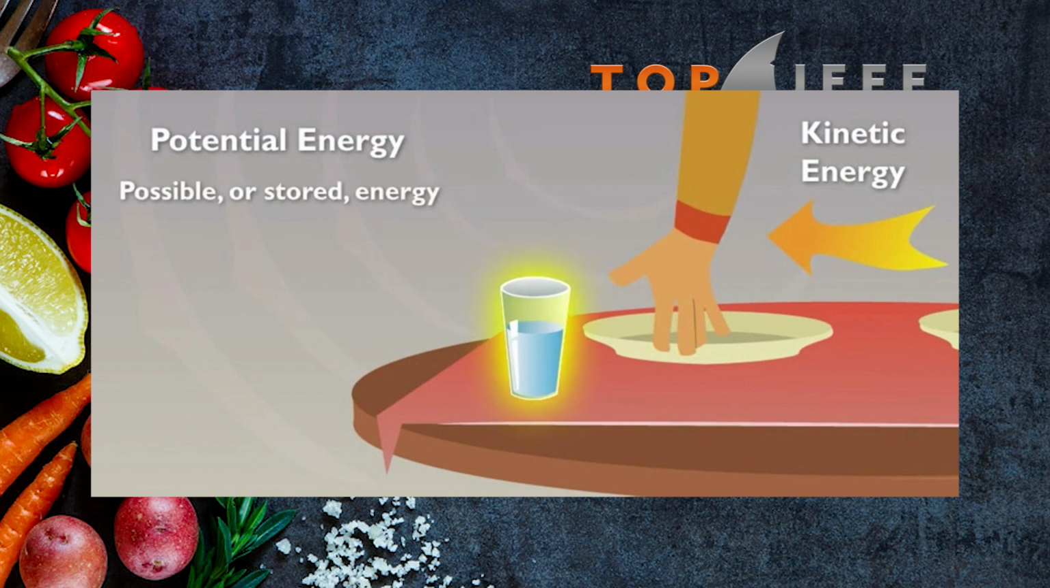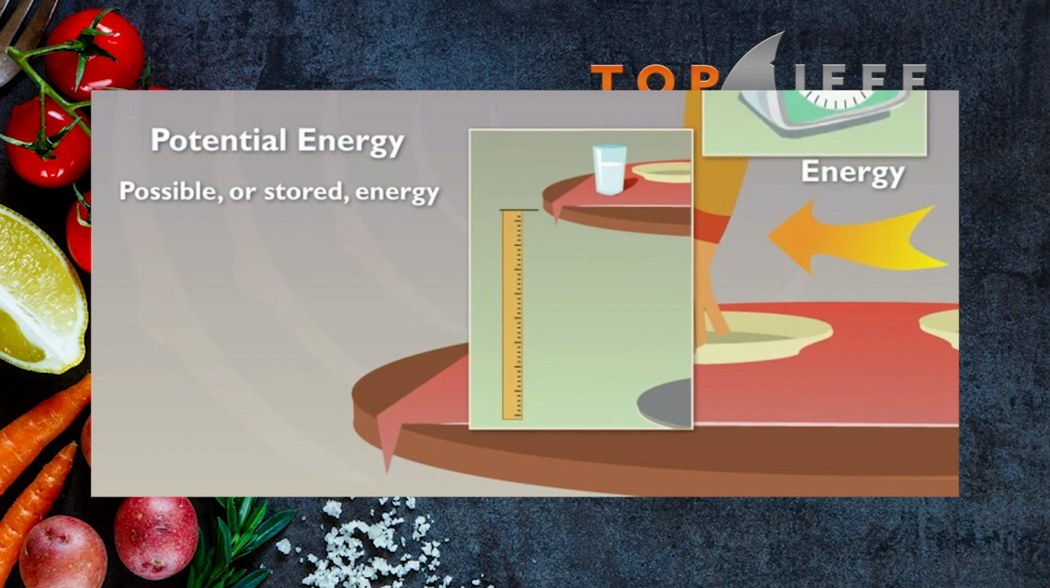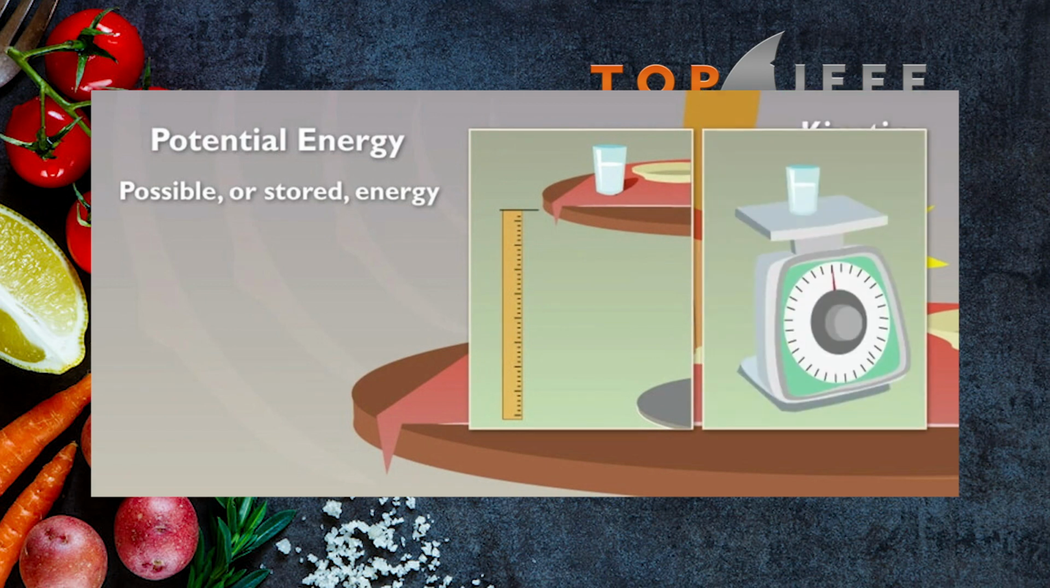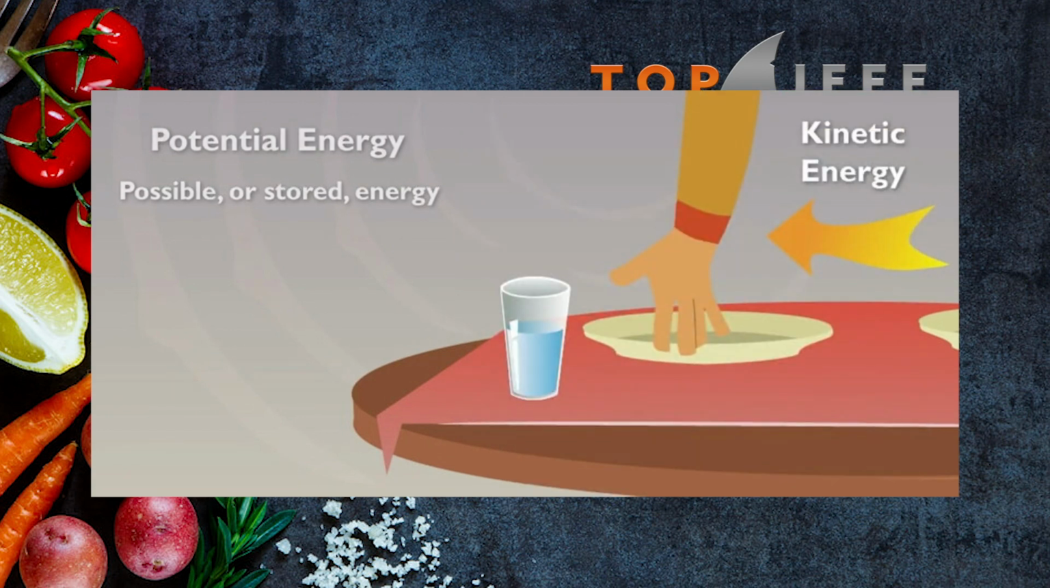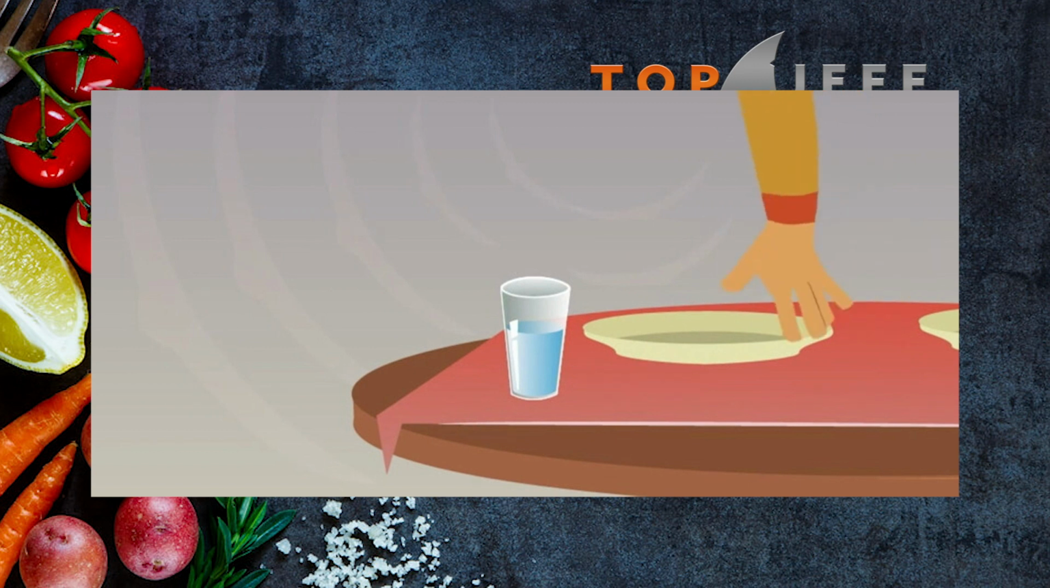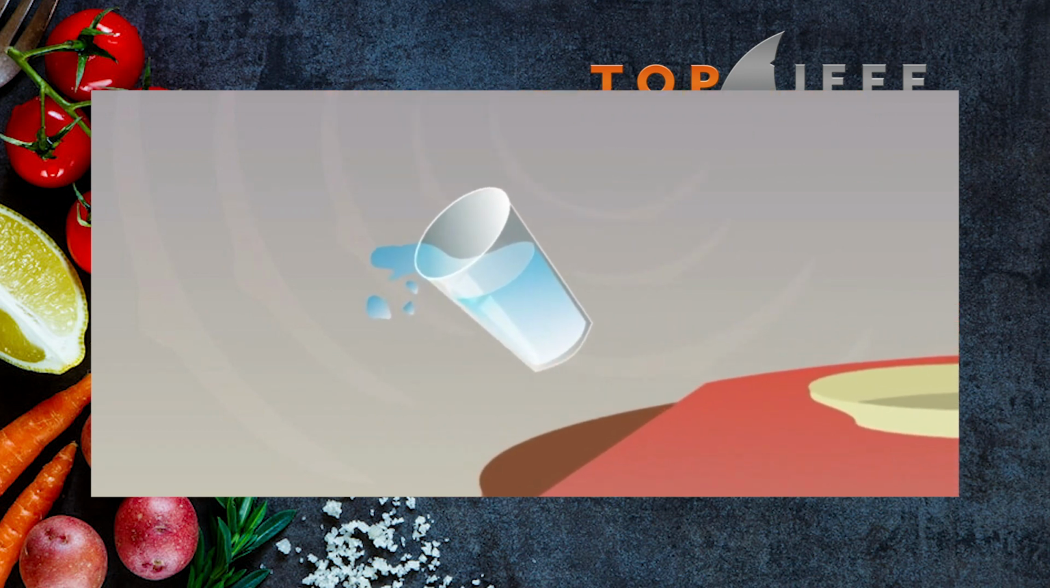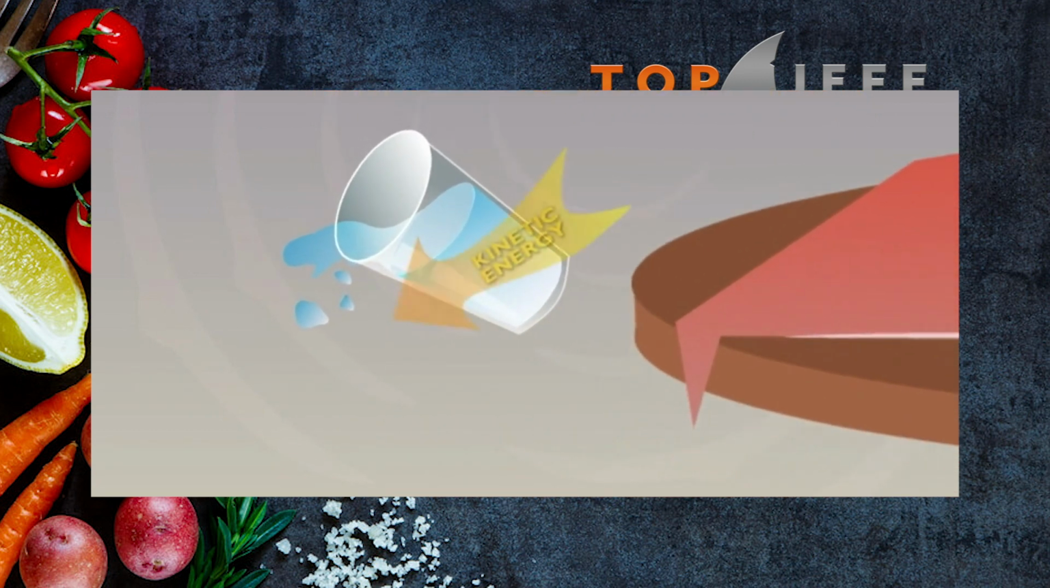Potential energy is the possible or stored energy something has. When an object isn't moving, like the glass, it's got potential energy. Things like how high up the glass is and how much mass the glass has can make its potential energy more or less powerful. Kinetic energy can release that potential energy. So when you hit the glass, you turned its potential energy into kinetic energy.